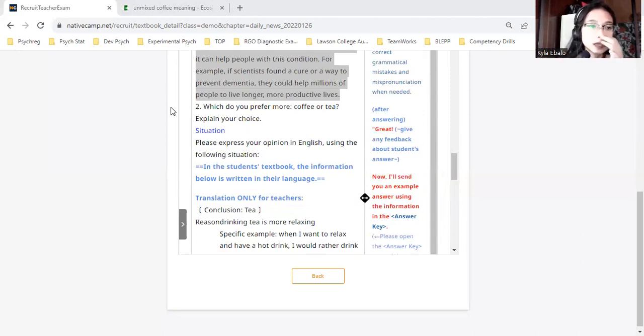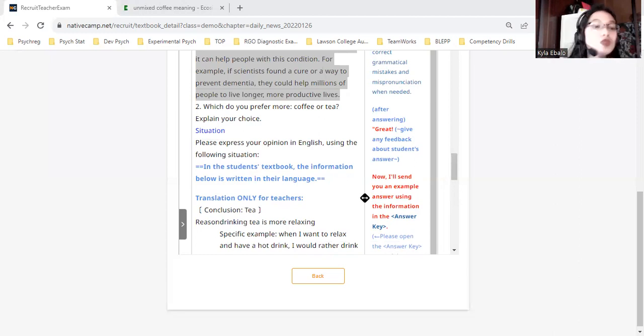So I'm typing your answer. All right. So kindly check the chat box, Francis. I have a correction with your answer. With this one, you said I prefers coffee more than tea because it boosts my energy for the day. So the correct, please say, I prefer coffee more than tea because it boosts my energy for the day.